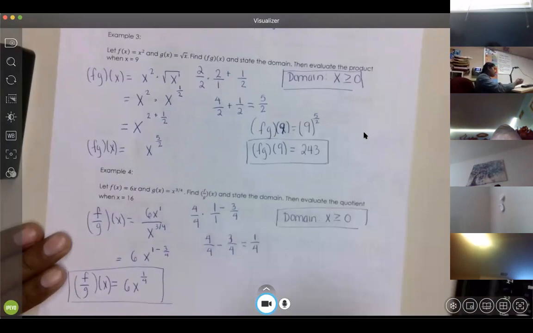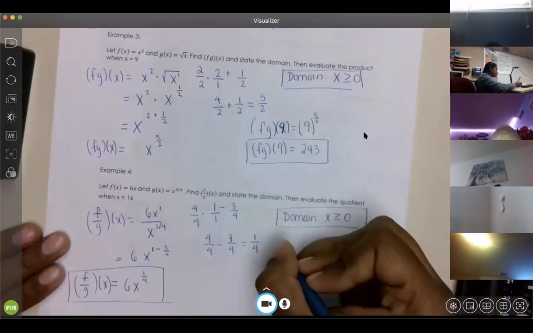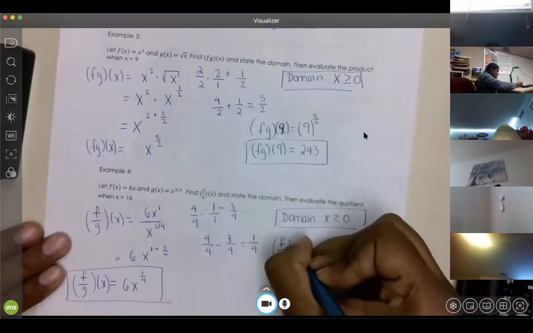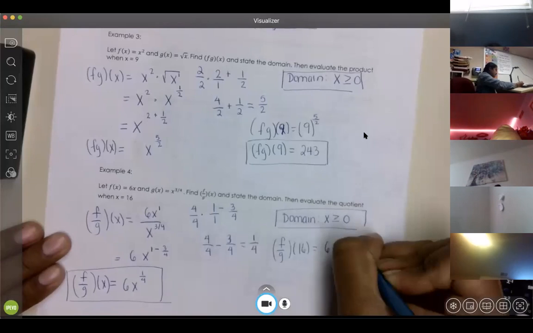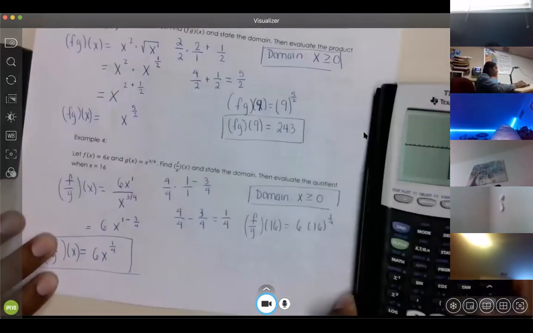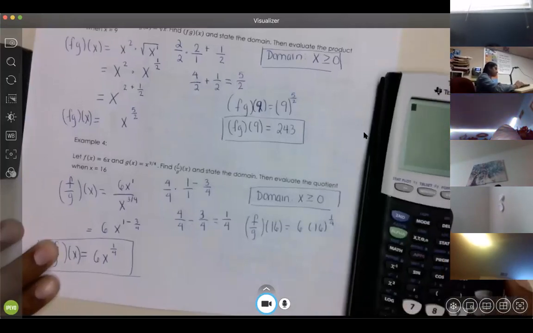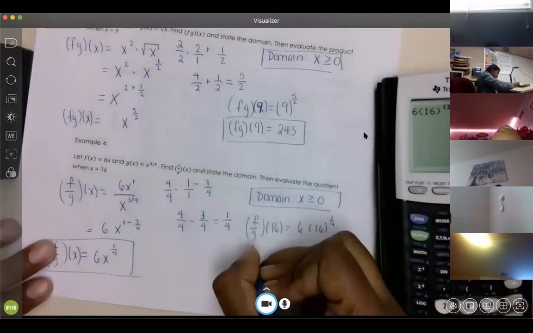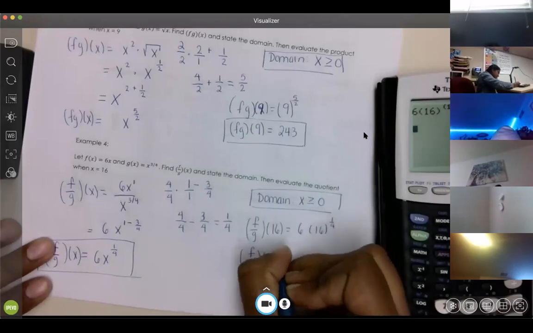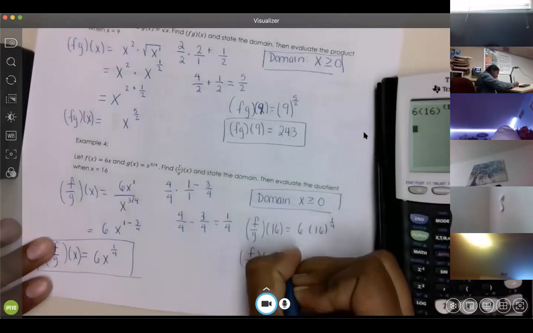And then to evaluate when x equals 16, you just plug in 16. Everywhere you see an x, you're going to plug in 16. So it's 6 times 16 to the 1/4. So 6 times 16 raised to the 1/4, and that gives you 12. So f over g of 16 equals 12.